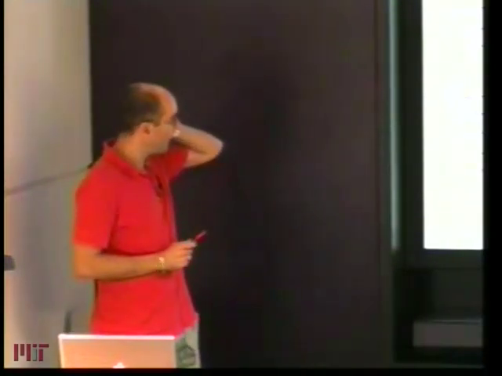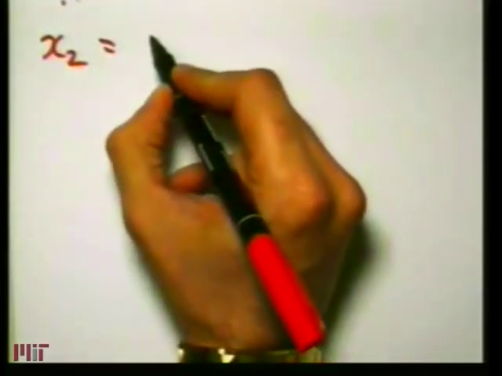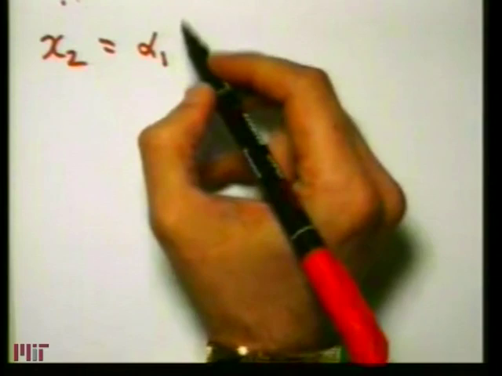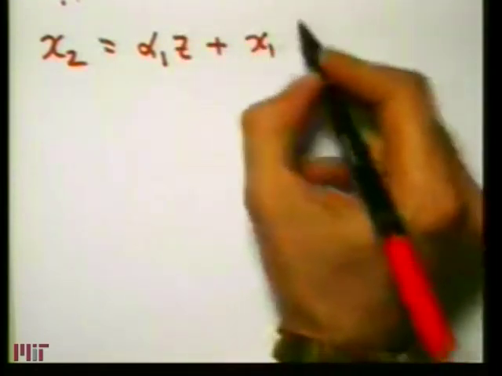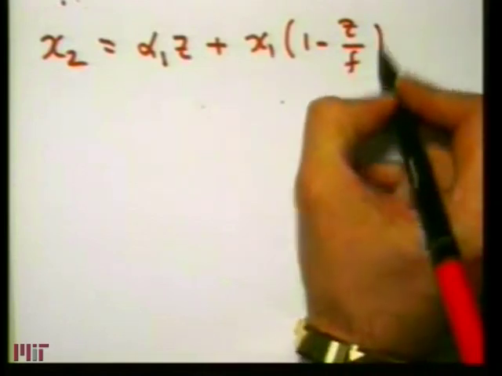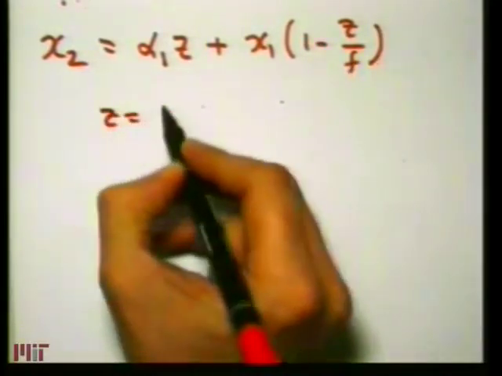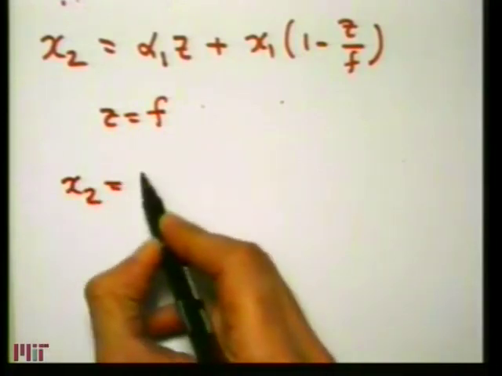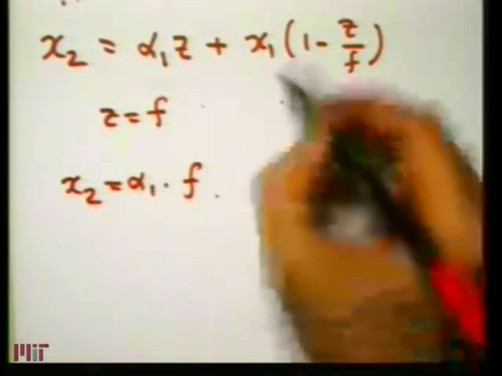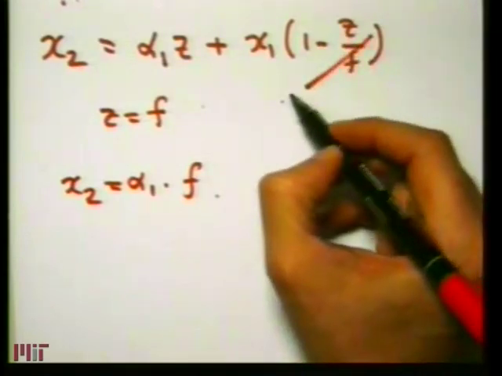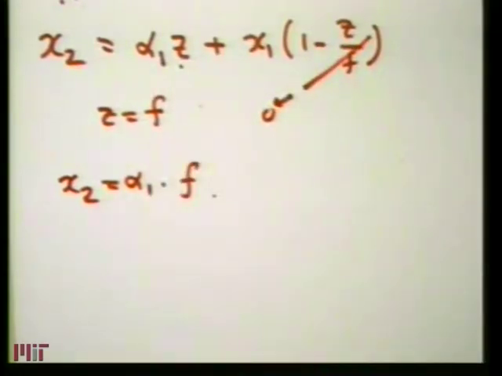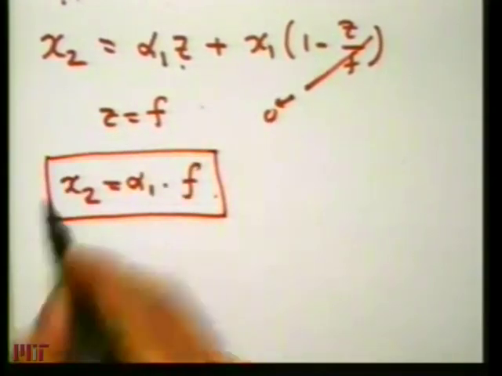If you do that, then you find relatively easily from the equation over here. Let me write the equation. We have that x2 equals alpha 1 z plus x1 times (1 minus z over f). Okay, so if I set z equals f in the above equation, then I get x2 equals alpha 1 times f. This term will disappear, of course. This will go to 0, and z will become f. So we get x2 equals alpha 1 times f.